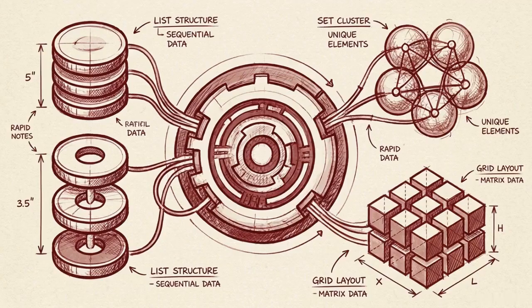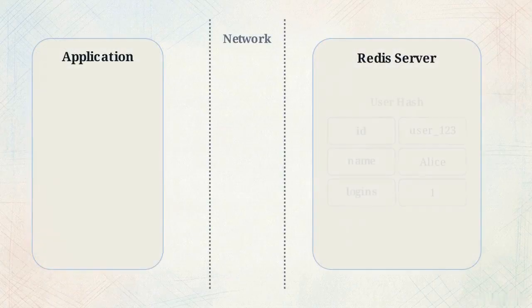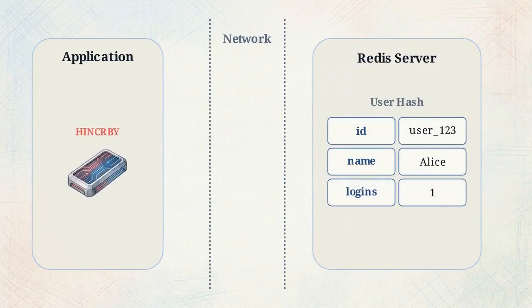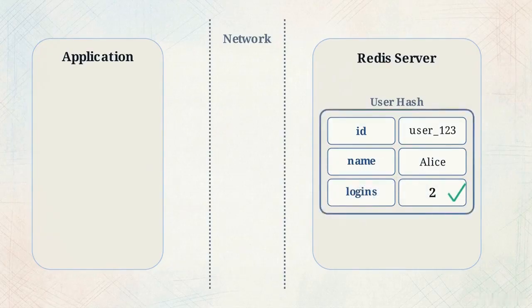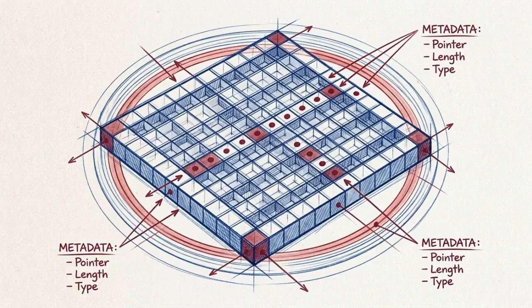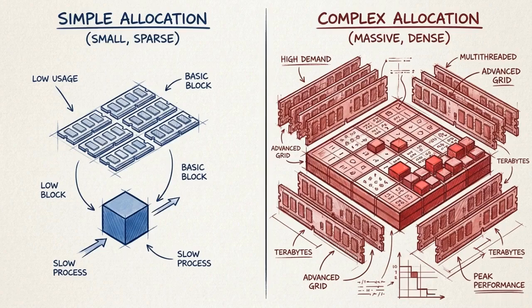Redis recognizes native data structures like lists, sets, and hashes directly on the server. You can tell Redis to increment a single counter inside a hash, and it handles it in one atomic step, without the need to pull the full object over the network. The trade-off is overhead. Tracking the metadata for those rich data structures means Redis requires more memory for every key compared to a plain string in Memcached.